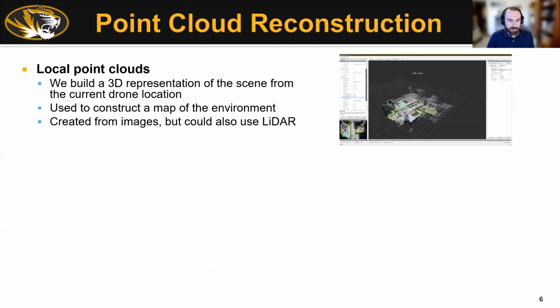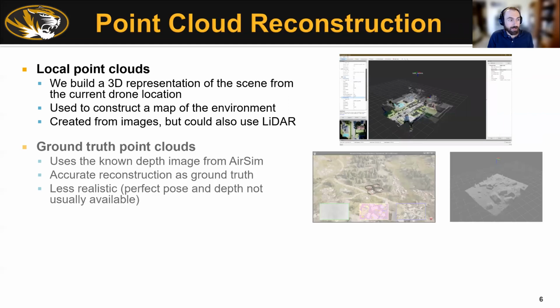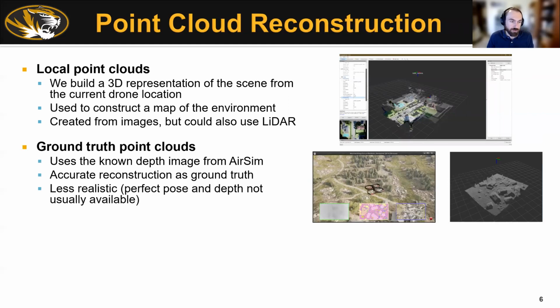So the first step of our pipeline is to create a local point cloud representation of the current observation that the drone sees. We can do that with the images that we get, just the camera images and the pose and the depth map. We could also use a LiDAR sensor if we had that. When we have the ground truth available to us, we can use that known depth and project that depth for every pixel in the image and get a dense point cloud that is exactly how far away things are from the drone in that current pose, that current moment in time.